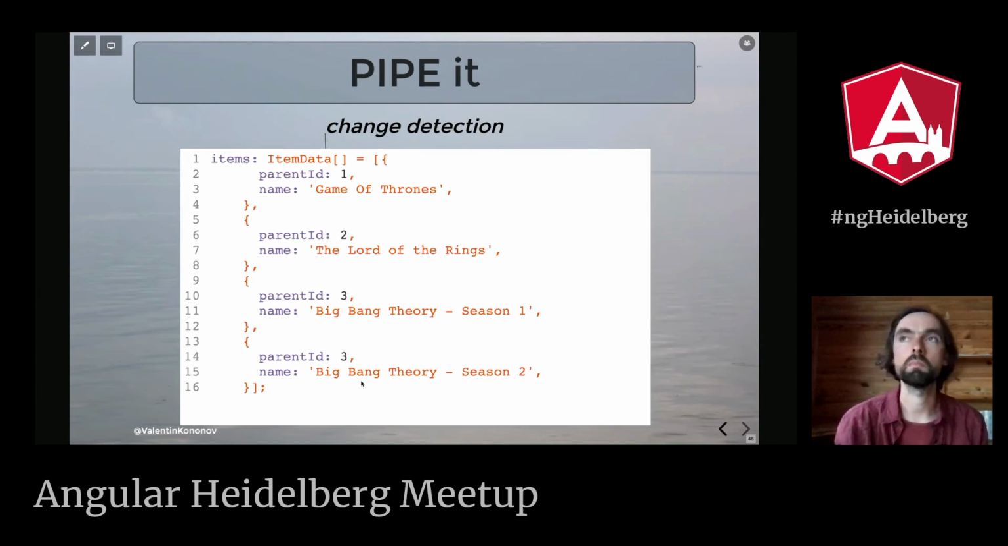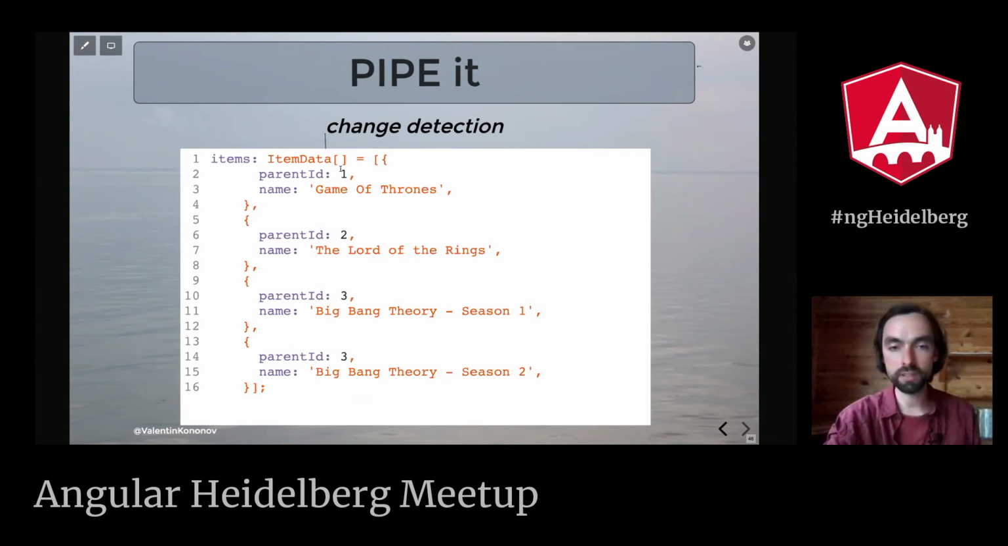Like, let's go nerdy, right? So imagine the scenario: you have some list of values, and for some values, in some way, they're not super unique. So for example, here I have the movies, and I have the Big Bang Theory twice because it's different seasons, but the parent ID, the name of the series or something, or maybe the creator, is the same. And I want to have a pipe which will get some information related to this ID.